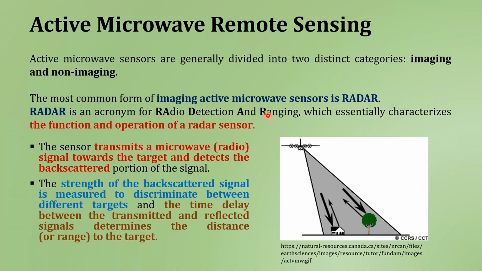In radio detection and ranging, the sensor transmits a microwave or radio signal towards the target, and then it detects the backscattered portion of the signal. The sensor placed on the platform can measure two pieces of information about the backscatter signal: its intensity, and the time delay. The strength or intensity of the backscatter signal is measured to identify different objects on the terrain, so it is used to discriminate between different targets. And the time delay between the transmitted and the reflected signal determines the distance to the target.